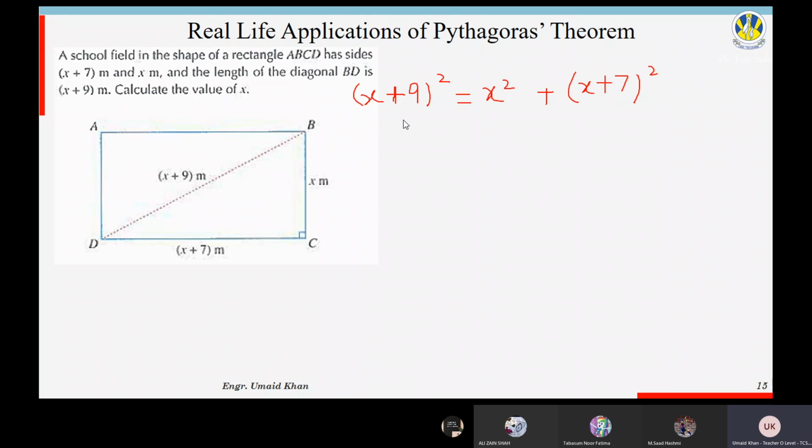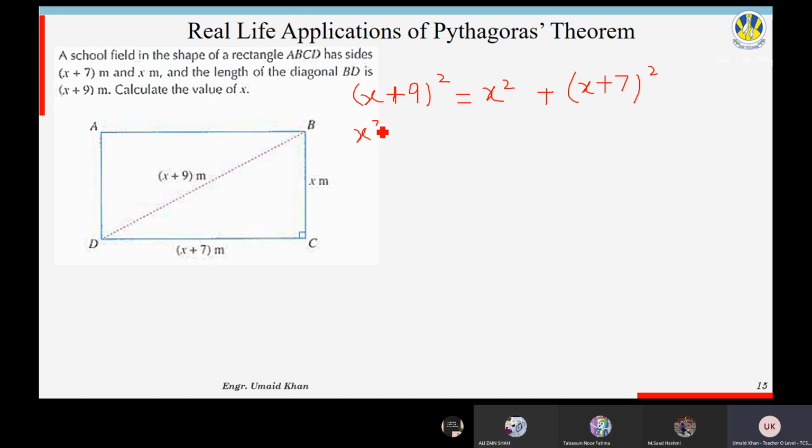Yes, students, are you listening? Do you remember the formula for a plus b whole square? Have you done it before? Yes, sir. A square plus 2ab plus b square. Yes, excellent. So what will be x plus 9 whole square over here?